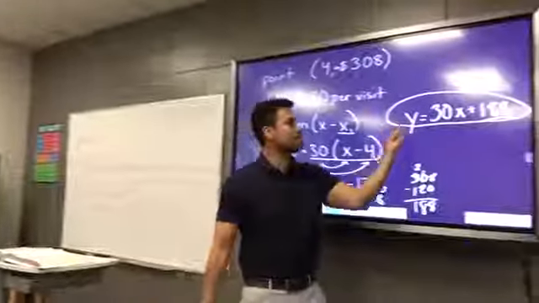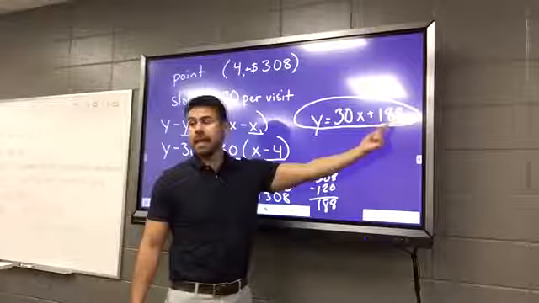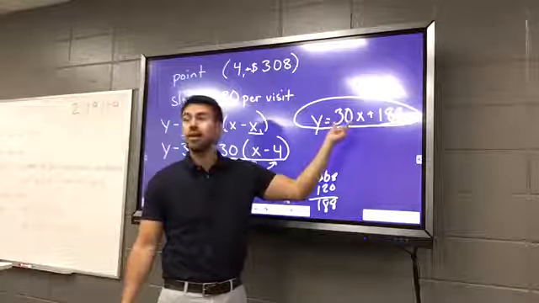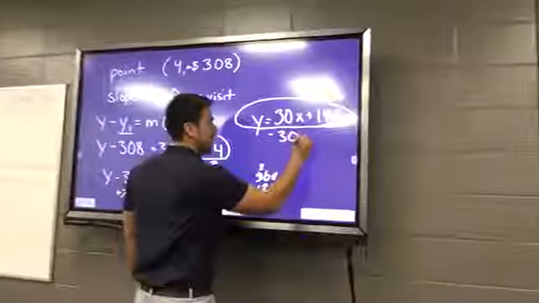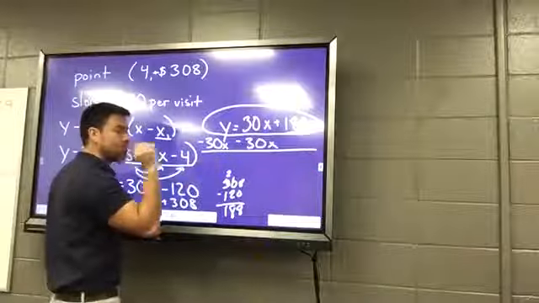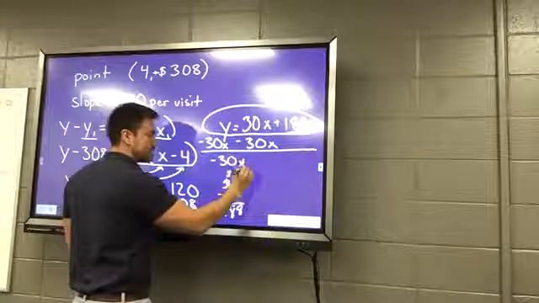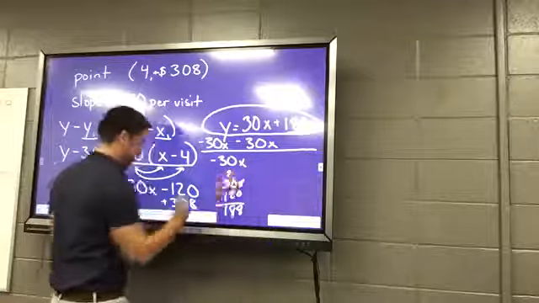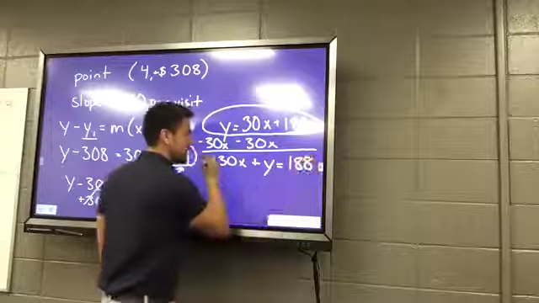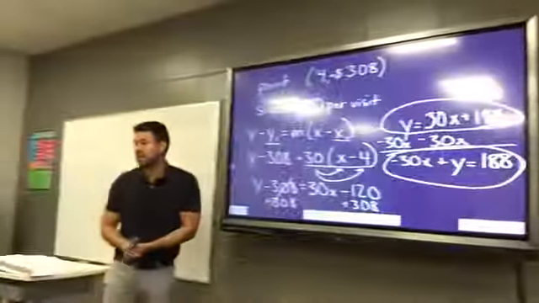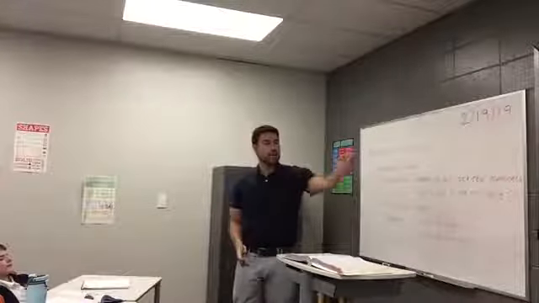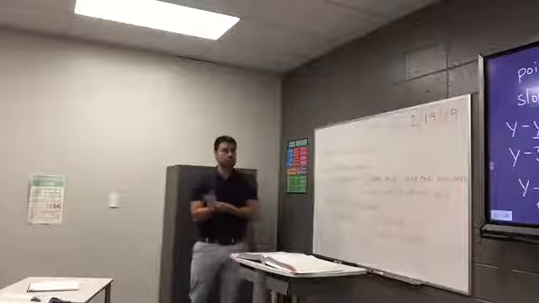So here I'm looking at, what's the number without a variable? 188. How do I get 188 by itself? Well, how do I get rid of 30x on that side? Subtract 30x from both sides. And what am I left with? In standard form, negative 30x plus y equals 188. That's standard form. Is it in the ax plus by equals c format? It is, and all I had to do is subtract 30x.